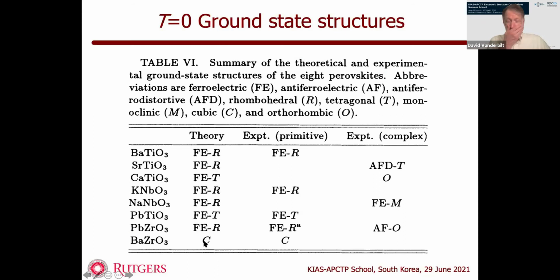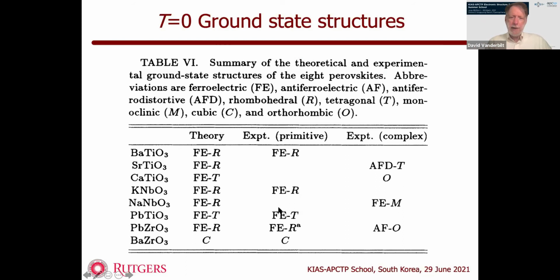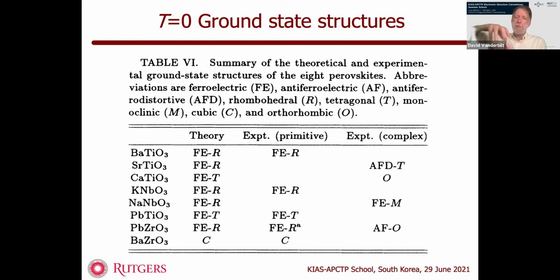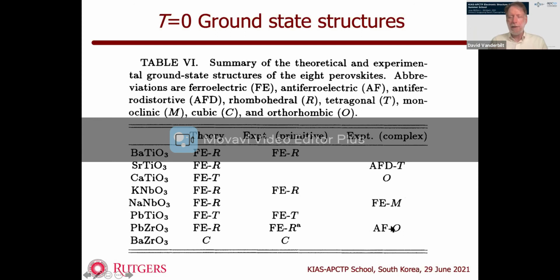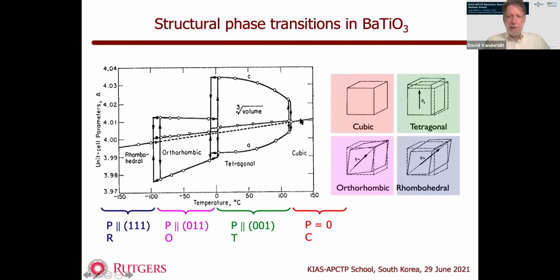And then we compared with experiment. So in some cases, the experimental unit cell is just the 5-atom primitive unit cell. And in all cases, we get the correct ground state structure in those cases. In other cases, the experimental ground state structure is something more complicated. This AFD-T is a tetragonal structure. AFD stands for antiferrodistortive, in which the octahedra rotate in an anti-sense going from one unit cell to the next, and so on and so on. So these are other possibilities. This is an antiferroelectric structure that involves a larger enlargement of the unit cell. So the basic story here is that if the experimental unit cell is simple, we correctly obtain the correct ground state structure from DFT. Okay, but now we want to go to finite temperature and see if we can understand this phase transition sequence.